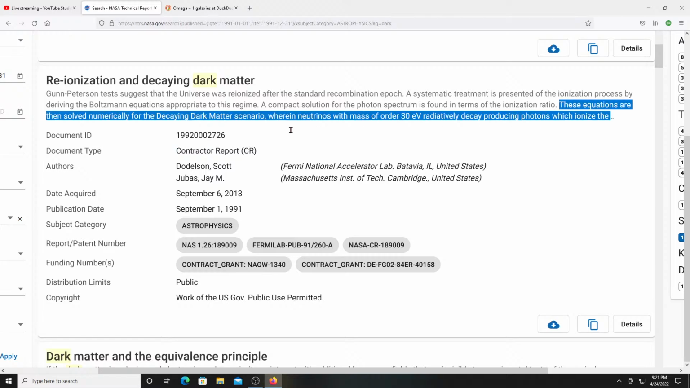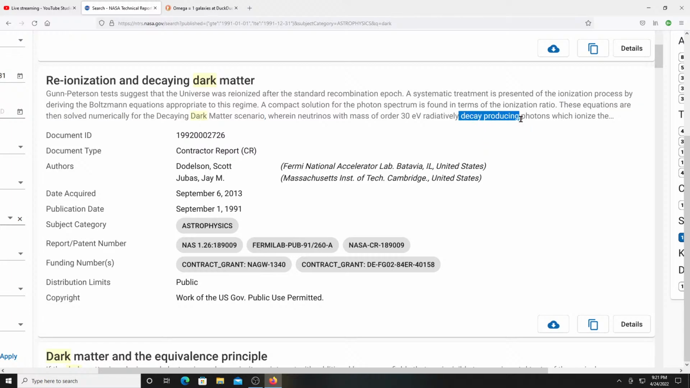These are then solved numerically for the decaying dark matter. We got decaying dark matter, and we have decay producing photons which ionize. Well, now let's look at this, you all.